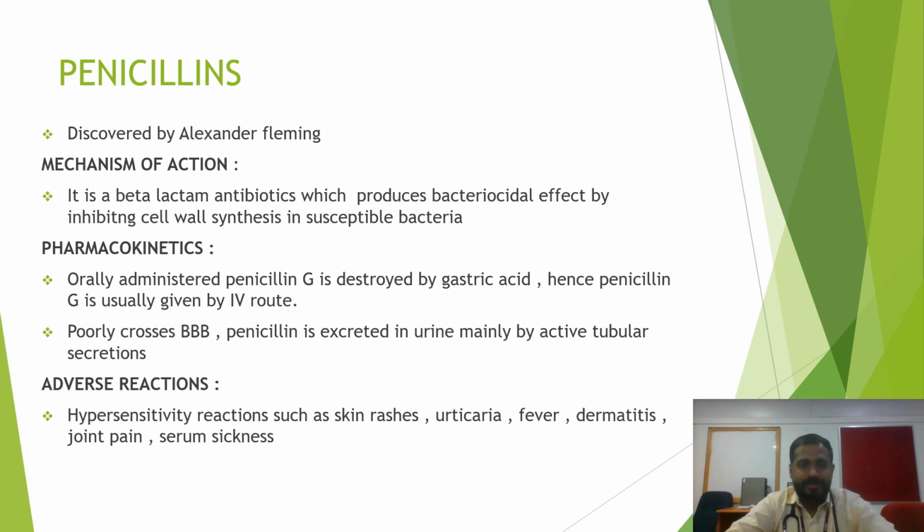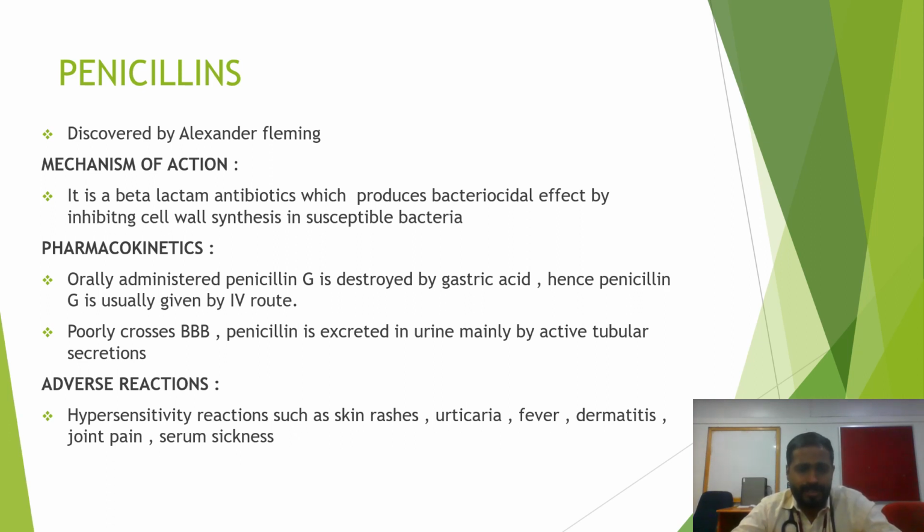Now coming to penicillin, it was discovered by Alexander Fleming. Mechanism of action: it is a beta-lactam antibiotic which produces a bactericidal effect by inhibiting cell wall synthesis in susceptible bacteria. Coming to pharmacokinetics, orally administered penicillin G is destroyed by gastric acid. Hence, penicillin G is usually given by IV route only.